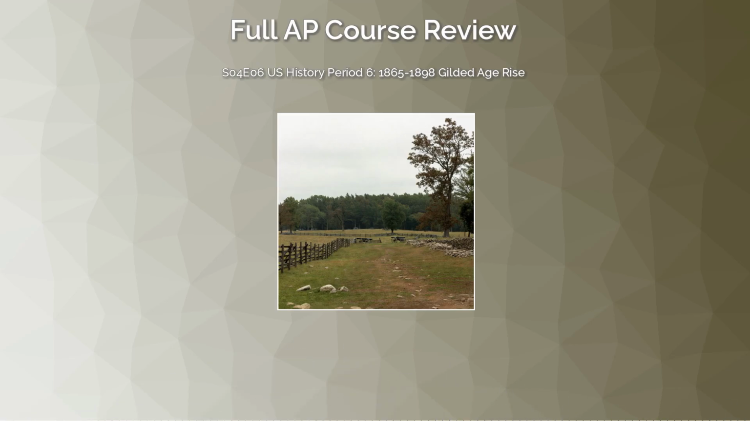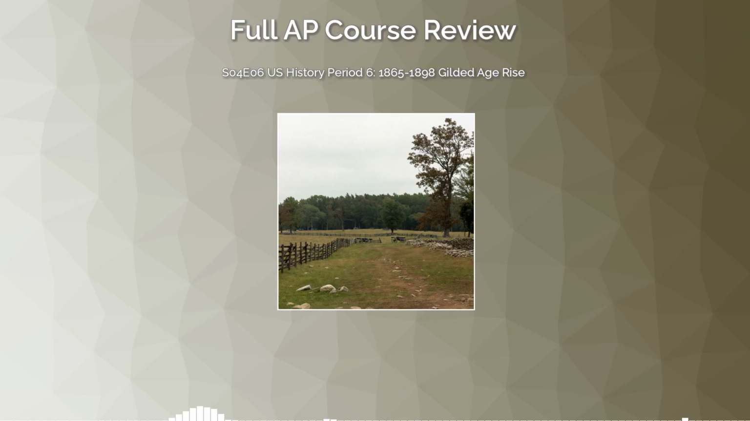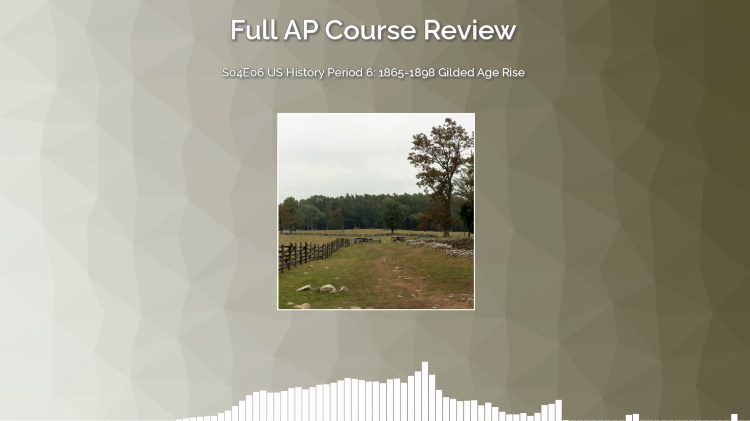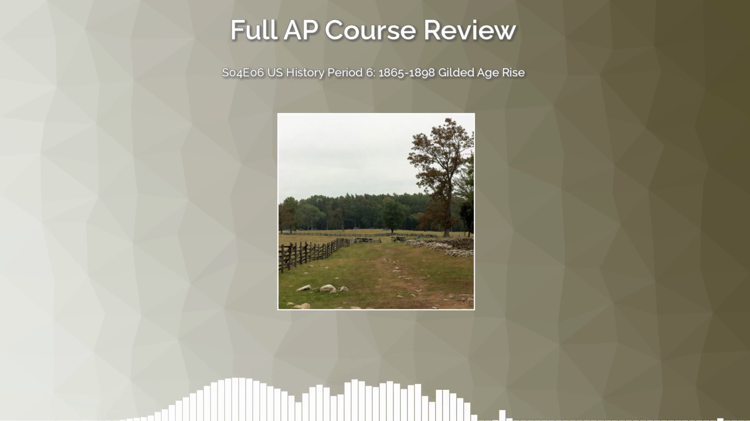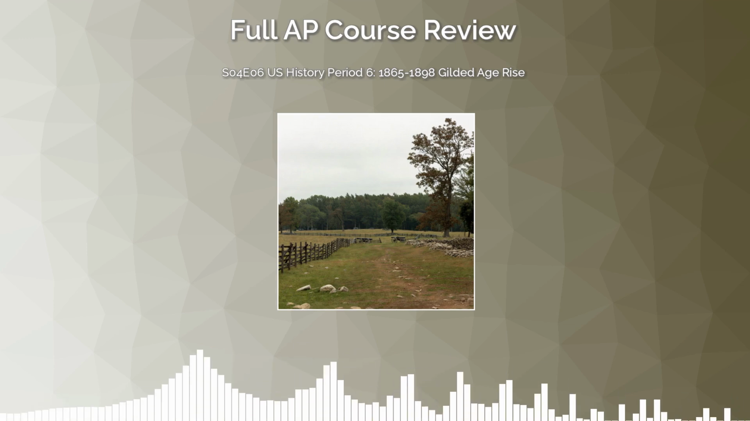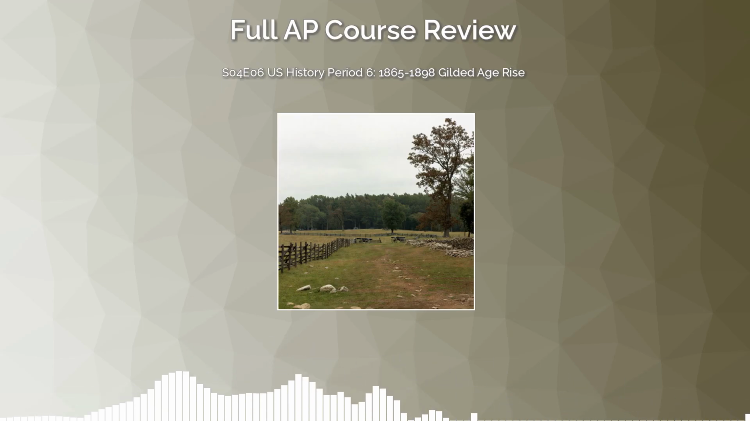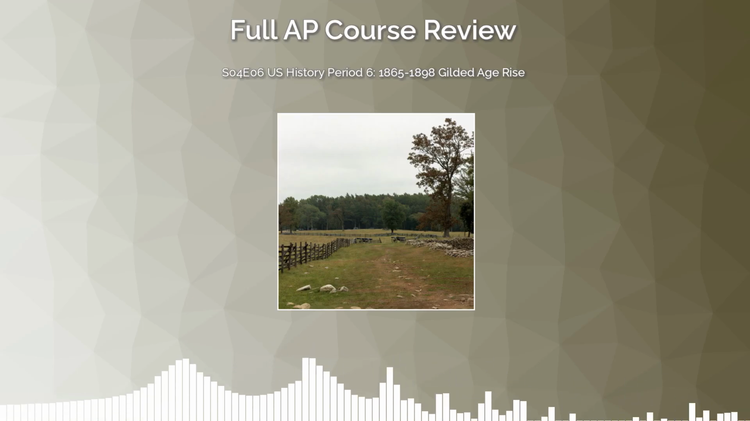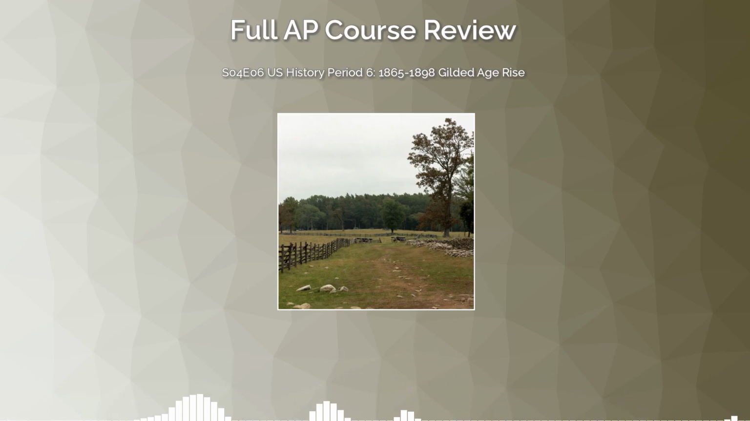Setting the stage, America's Great Transformation. All right, so here we are at the end of Unit 6, and this is where everything clicks together. Think of this section as the moment you step back from a giant mosaic and finally see the full picture. Period 6, spanning 1865 to 1898, is one of the most transformative eras in American history, and on the AP exam, your ability to synthesize continuity and change across this period is what separates a 3 from a 5.